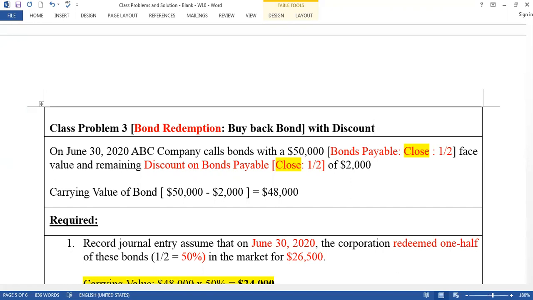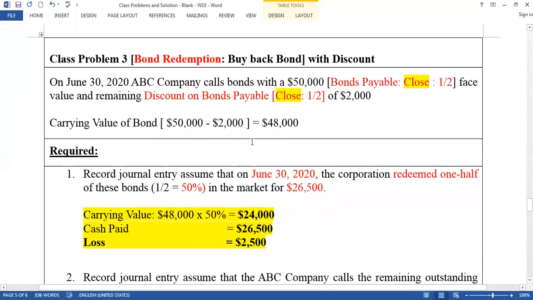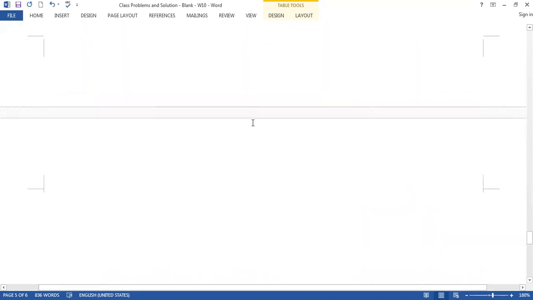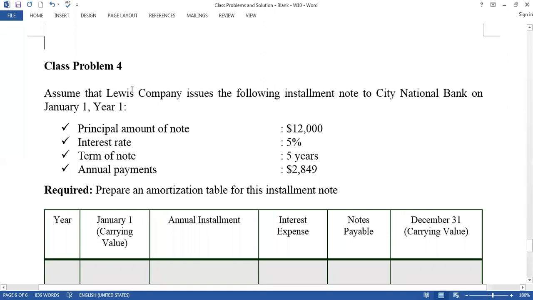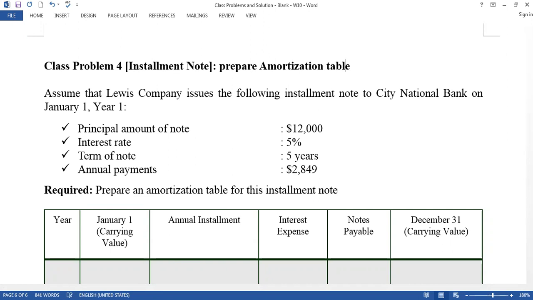You may have one question from this. From questions 1 and 2, and for question 3, bonds with discount and redemption and bonds with premium and redemption, you may have one question. Now let's see question 4. Question 4 is about installment notes, and we are going to prepare an amortization table for installment notes.